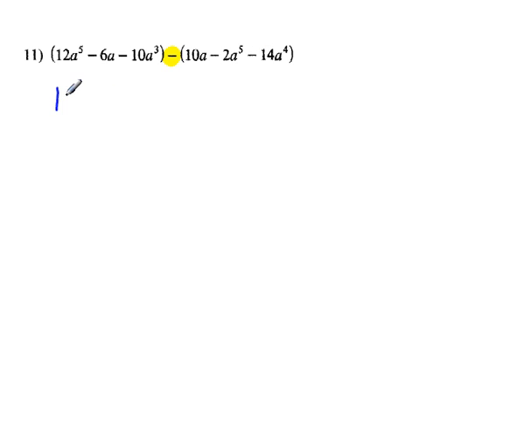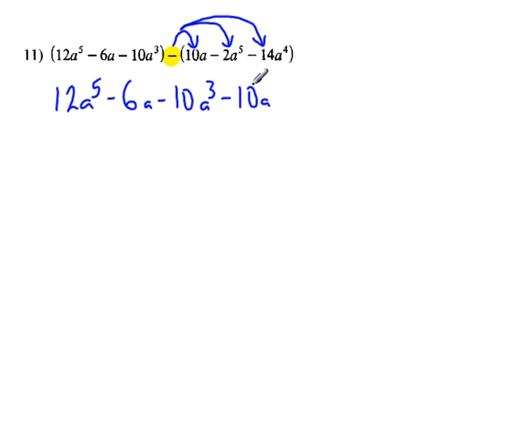So on your rewrite step, you have 12a to the fifth minus 6a minus 10a to the third. You're probably already thinking I have 3 different types of terms here. Those cannot be combined in any way. Now hopefully you're also thinking that I need to flip the signs on every term in the parentheses after that negative sign. And rewrite that. Negative 10a plus 2a to the fifth plus 14a to the fourth.